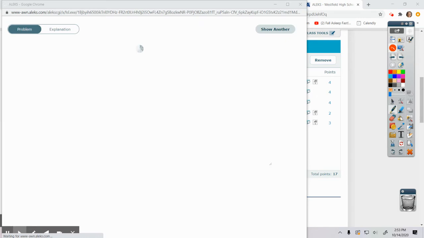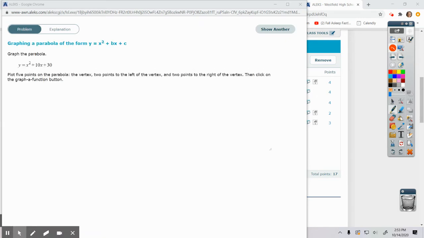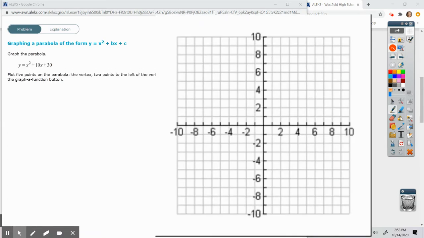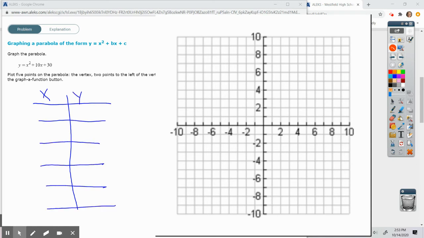You'll have to do some graphing with quadratics. Okay, so let's say we want to graph this. If we want to graph x squared plus 10x plus 30, we're going to want to make a table. And we always want our vertex in the middle. What formula do we use to find our vertex? We should have said -b over 2a. So we're going to put that in the middle because our vertex is the middle of the parabola.